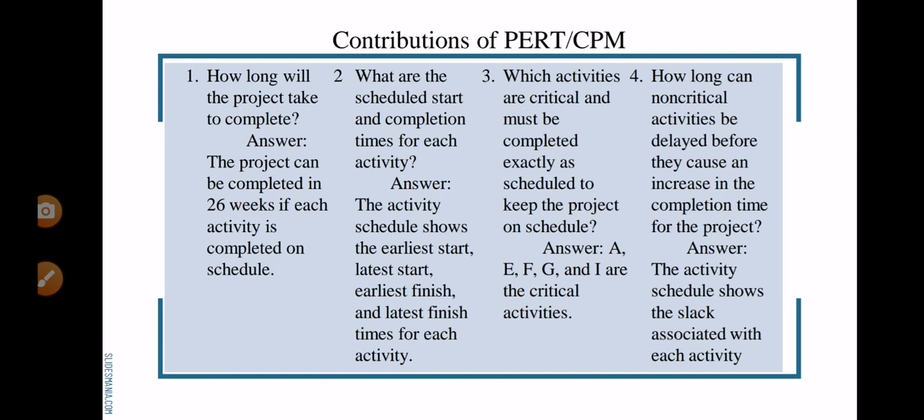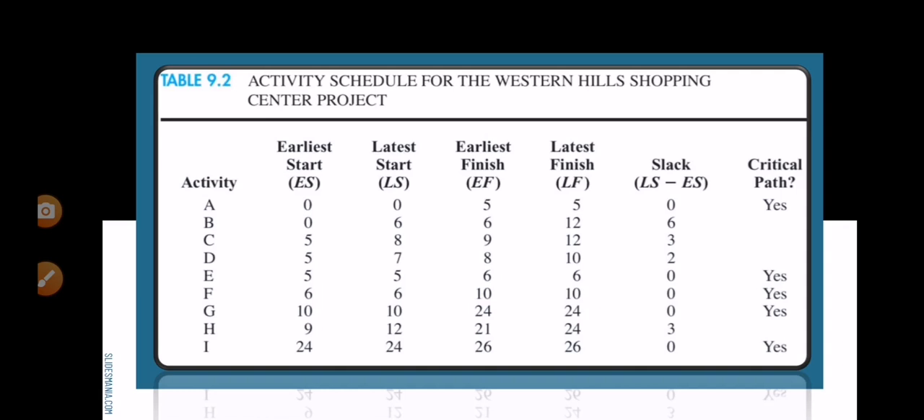Number four: how long can non-critical activities be delayed before they cause an increase in the completion time for the project? The activity schedule shows the slack associated with each activity. It differs for each activity, as in the last slide.